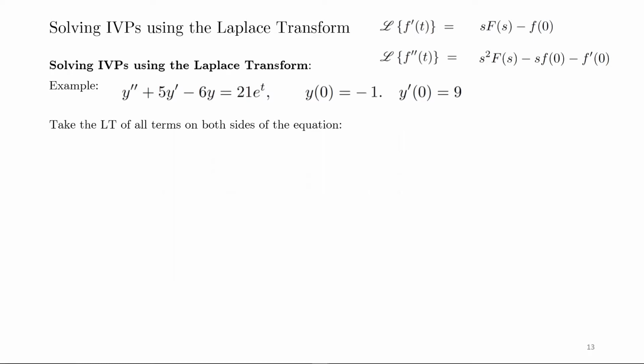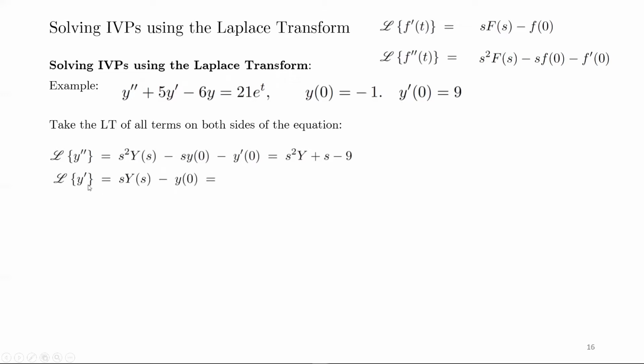So the first thing we'll do is take the Laplace transform of all terms on both sides of the equation. So the Laplace transform of the second derivative of a function, you can see this Laplace transform property in the top right, is equal to s squared times the Laplace transform of y minus s times the first initial condition minus the second initial condition. And of course, these are just numbers. So the first initial condition, when t equals 0, y is equal to -1. And then the second is when t equals 0, y prime is equal to 9. So we can use those numbers in this equation to find that the Laplace transform of y double prime is equal to s squared times y of s plus s minus 9.